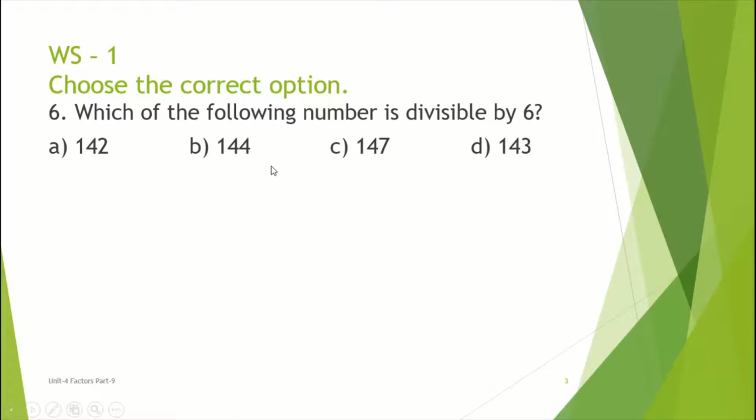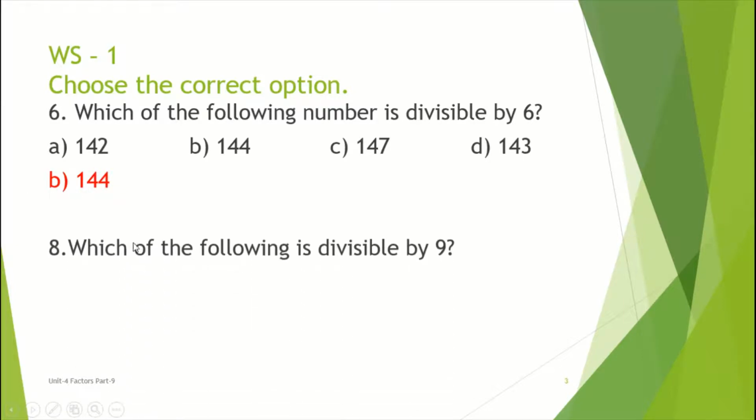Now we have only the last option, that is 144. We know that it is divisible by 2. Now we will check whether it is divisible by 3 or not. So here we have 1 plus 4 plus 4. So 1 plus 4 is 5 and 5 plus 4 is 9, and we know that 9 is divisible by 3. Okay. Since 144 is divisible by 2 and also divisible by 3, therefore 144 will be divisible by 6 also. So which is the correct option? The correct option is 144.